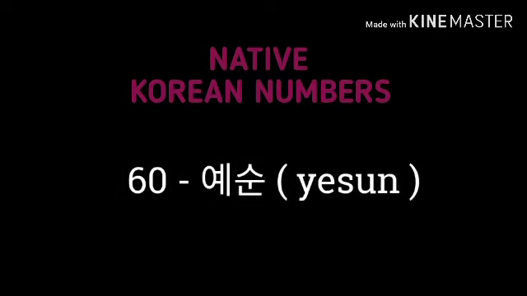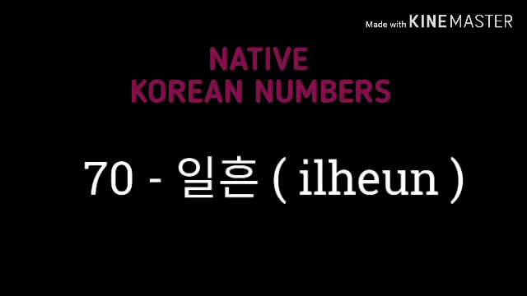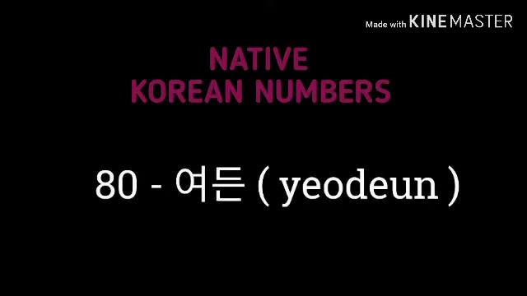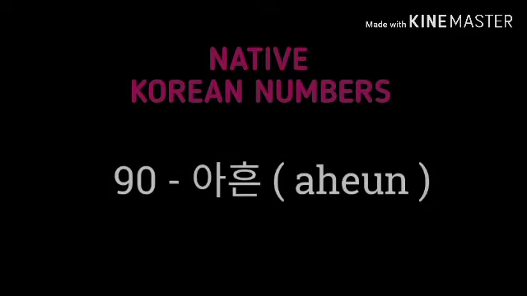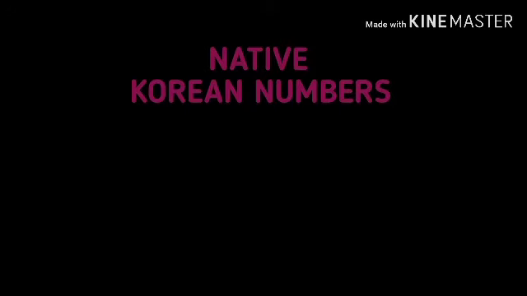60, yesun. 70. Also in this one, if you read this, it will be pronounced as ilhen, but the proper pronunciation is iren. 80, yoden. 90, ahun. That's all for the native Korean numbers.